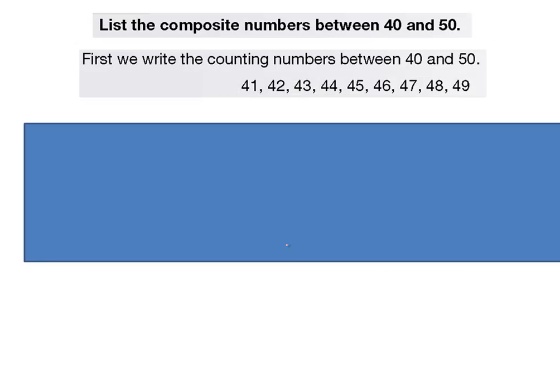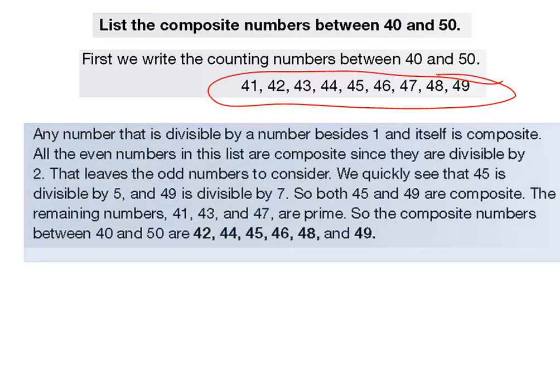List the composite numbers between 40 and 50. So first thing we're going to do is list them, 41 through 49. Now we need to determine which of these are composite and which are prime. Now there are some shortcuts that you can use. I'm going to walk you through this. Any number that's divisible by a number besides 1 and itself is composite.